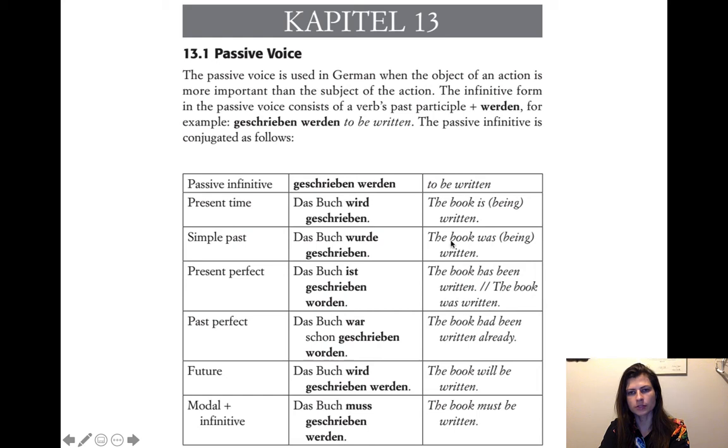So you see we're still dealing with the book as a subject, but it's receiving the action, not doing the action. Das Buch war schon geschrieben worden. The book had been written already. So we're in the past perfect, the extra past, and we have the book being written instead of doing the writing, as you would expect in an active sentence. And then das Buch wird geschrieben werden, the book will be written in the future. And then das Buch muss geschrieben werden with a modal verb. So the book must be written.